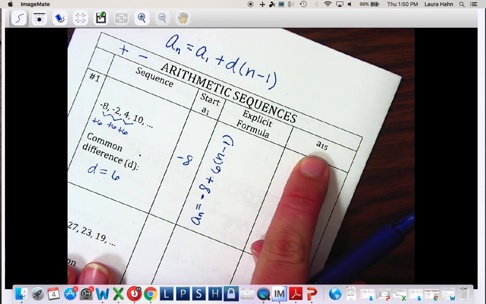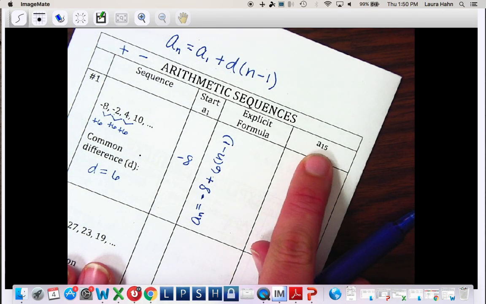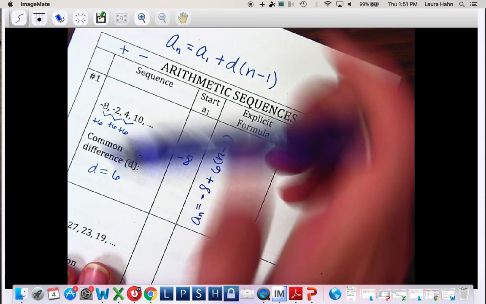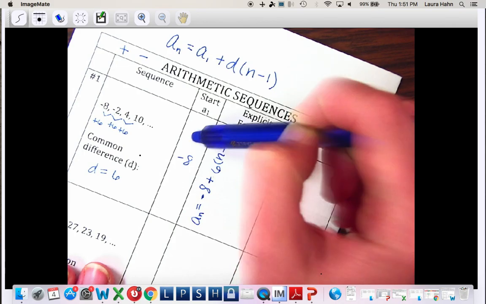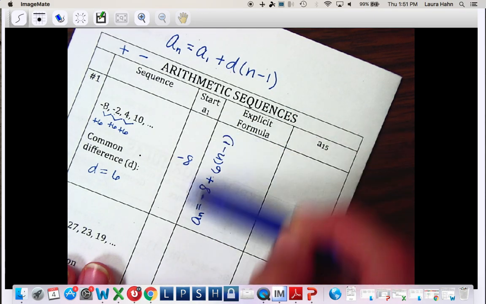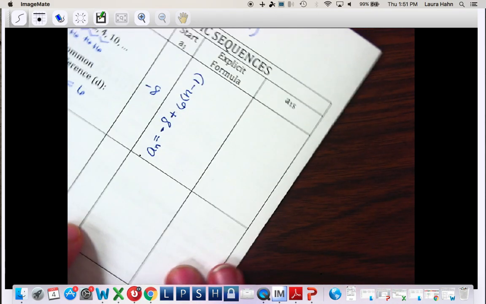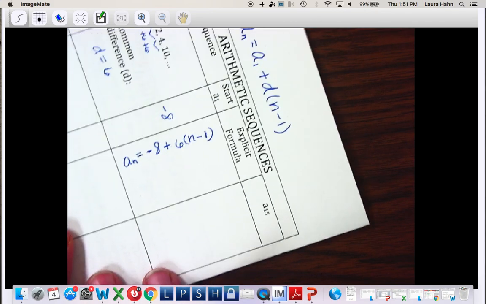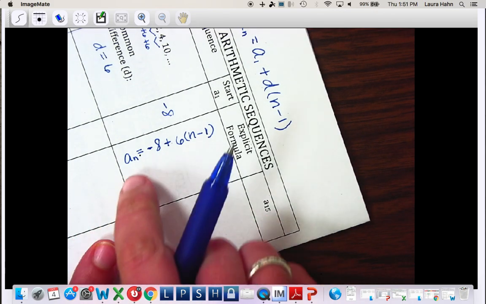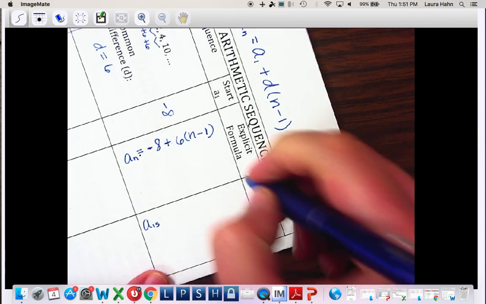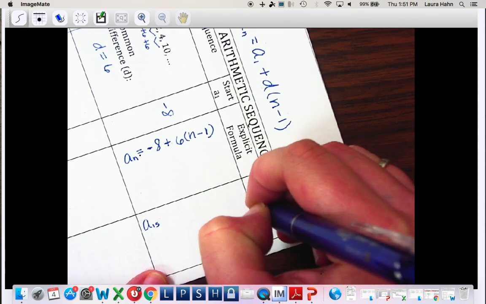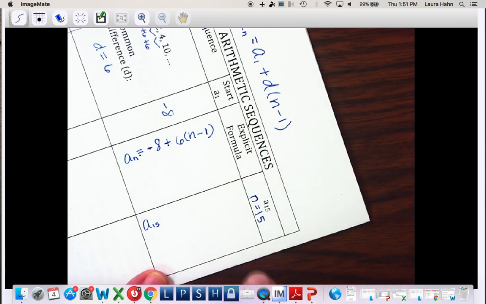Alright, so let's figure out a sub 15. So that means I want to figure out what is the 15th number. So this is my first number, second number, third number, fourth number. So if I kept going, what would that 15th number be? So that's when these formulas come in handy. Okay, so I'm going to turn it sideways. So I want to figure out when n is 15. So I'm going to put a sub 15. So right here, you can put n equals 15 because we're trying to figure out the 15th number. So anywhere I see an n, I'm going to plug in 15.